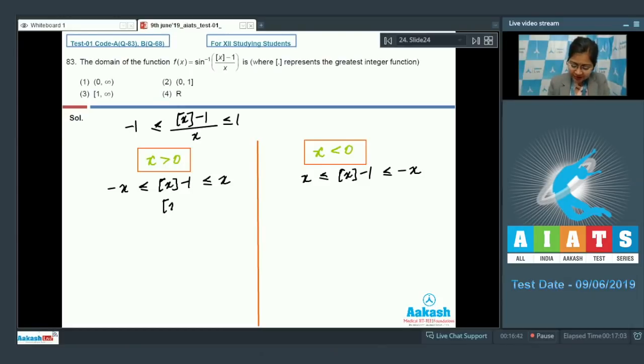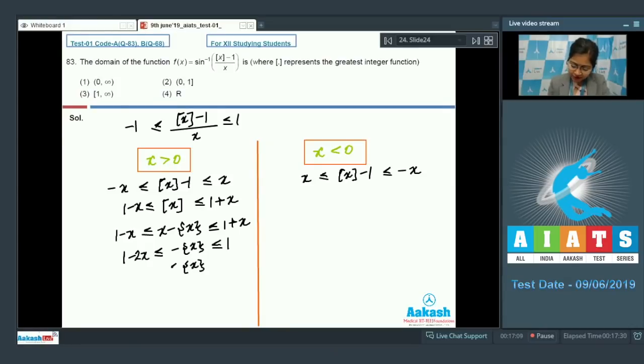Now greatest integer of x will go from 1 minus x up till 1 plus x. Now greatest integer of x can be written as x minus fractional part of x. So that goes from 1 minus x up till 1 plus x, which means that minus of fractional part of x will go from 1 minus 2x up till 1, that is fractional part of x will go from -1 up till 2x minus 1.